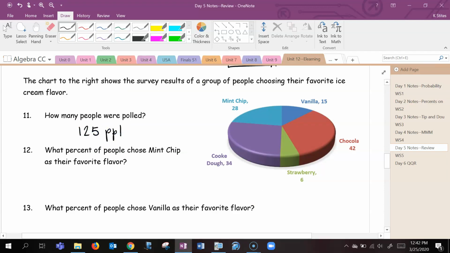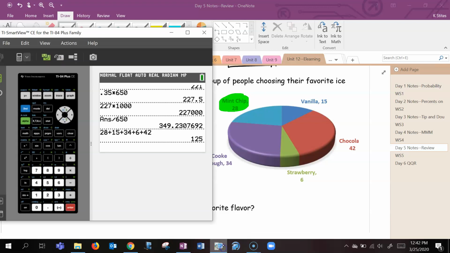What percent of people chose mint chip as their favorite flavor? So we're looking for a percent. 28 out of 125. Okay, so now we're dividing by our total, and we'll make this into a percent. So again, to make a percent, we'll move our decimal 2 to the right, or you can just multiply by 100. That's going to be 22.4%.